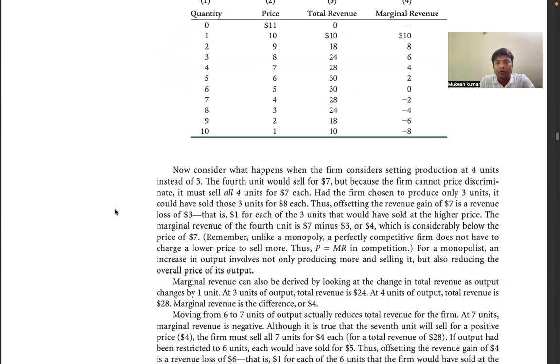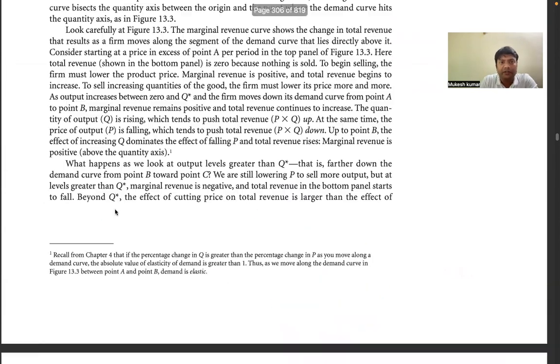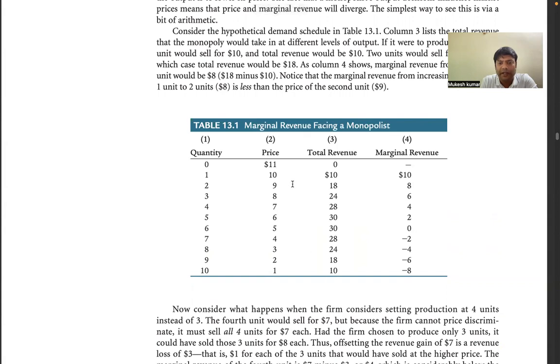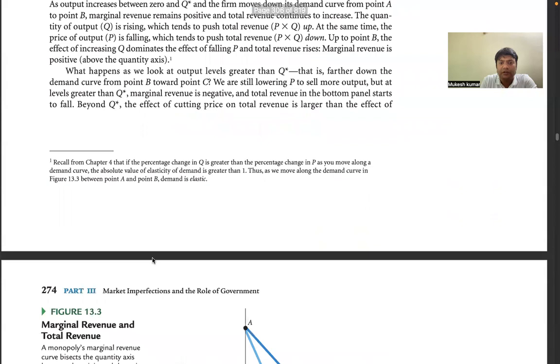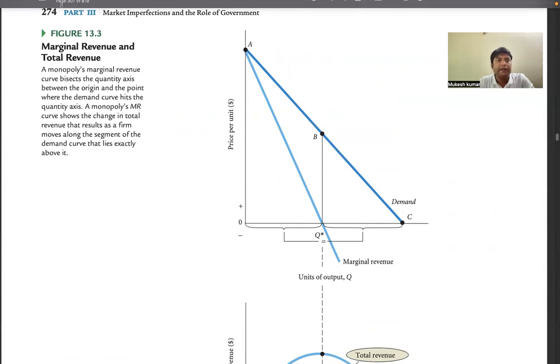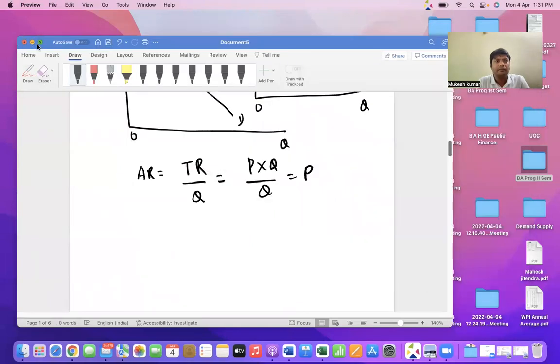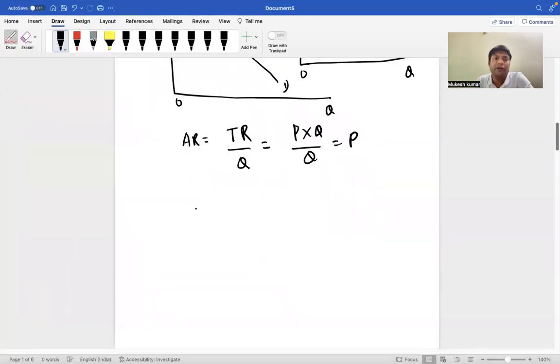Here, if we draw the relationship between average revenue and marginal revenue, average revenue, from the second column, is equal to the price. When quantity is zero, price is 11. When price is 1, quantity is 10. On this basis, we can draw the average revenue, that is the demand curve, here. So the relationship between average revenue and marginal revenue in the case of monopoly is like that.